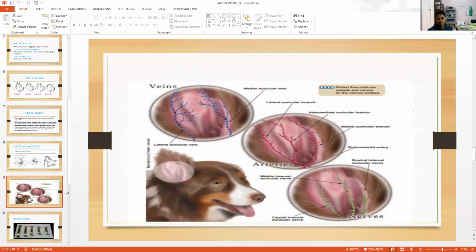These are some of the arteries. This is the internal auricular branch, this is the medial auricular branch, this is the lateral auricular branch, and these are branches of the stylomastoid artery. So try to avoid cutting these. If you are going to operate on the lateral side, then you have to ligate the lateral auricular branch perfectly. Then automatically you will have a good ear cropping.